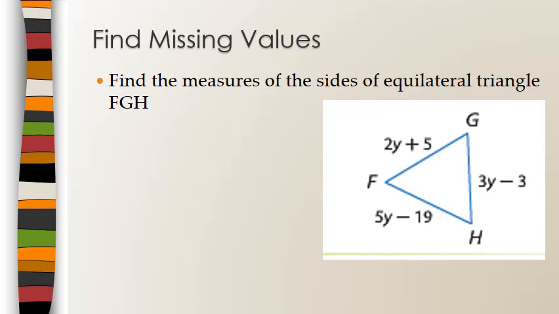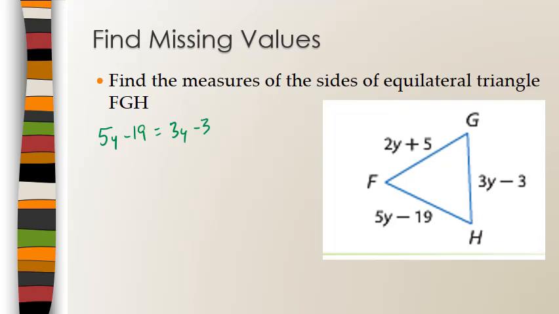So let's see. If it's equilateral, that means that all the sides are equal, so I can pick two of these sides and set them equal to each other and solve for y. I think I'll choose, so I don't have to do any systems of equations or anything weird like that, 5y minus 19 equals 3y minus 3. Because remember, both these sides are equal to each other. It's an equilateral triangle. All three sides are equal.